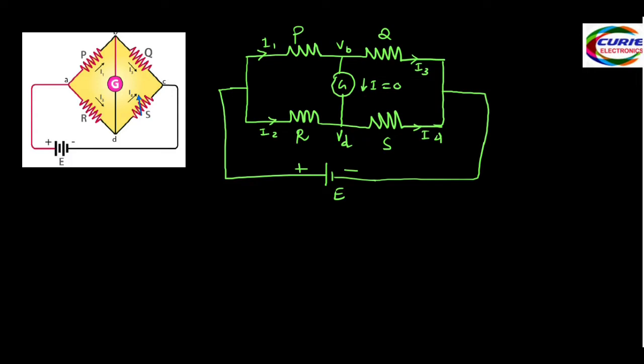Okay, now what is the voltage across? For the bridge to become balanced, the voltage across this P, that is P into I1, should be equal to R I2. Similarly, voltage across Q, that is Q multiplied by I3, must be equal to S multiplied by I4.